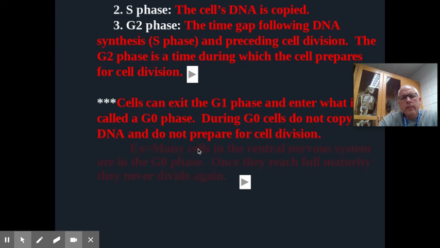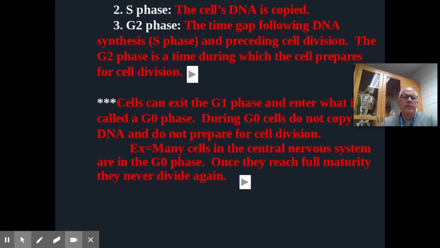Now, a very critical part that I kind of want to finish up, so short notes today. A cell can exit the G1 phase and enter what we call the G0 or GO. I've heard it called both. And that's where a cell does not copy DNA and does not ever divide again. So once you reach full maturity, most of your brain and part of your central nervous system, I should put the heart in there too. Once you reach full maturity, those cells will never divide again.